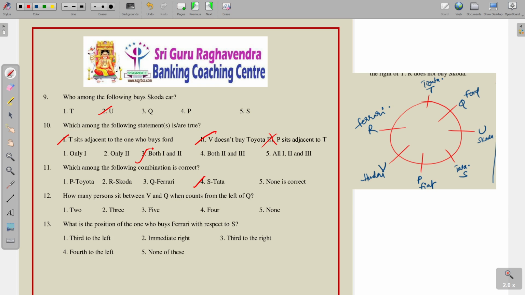How many persons sit between V and Q? So V and Q, when we count from the left of Q, it is the right side, it is the left side. 1, 2, 3. So a total of 3 persons are there.